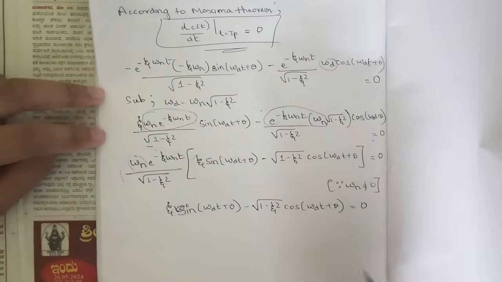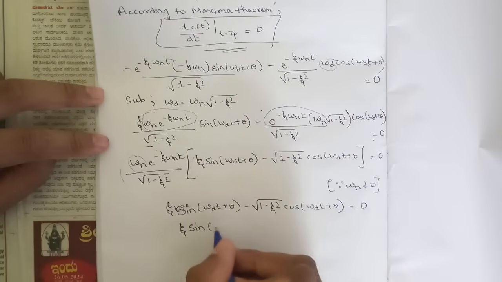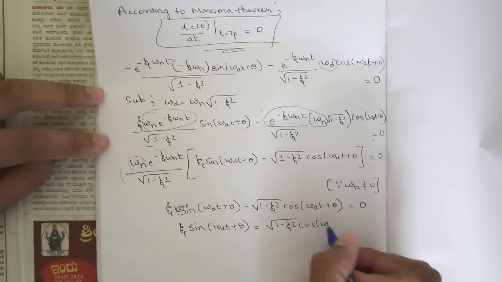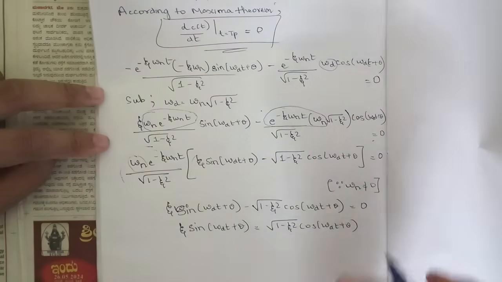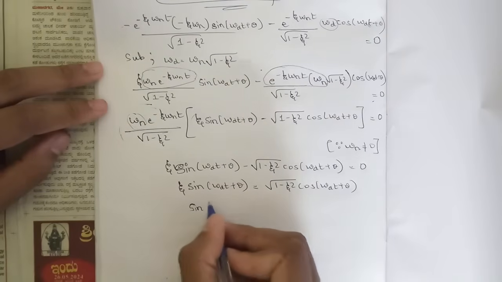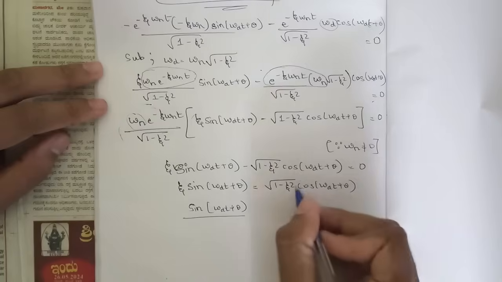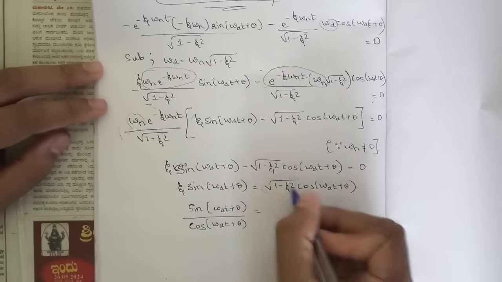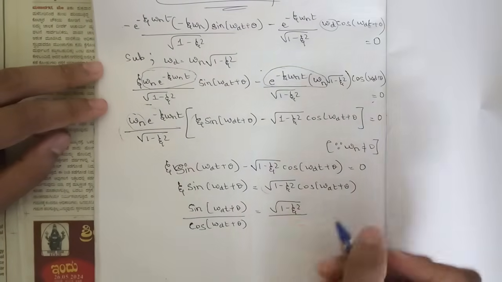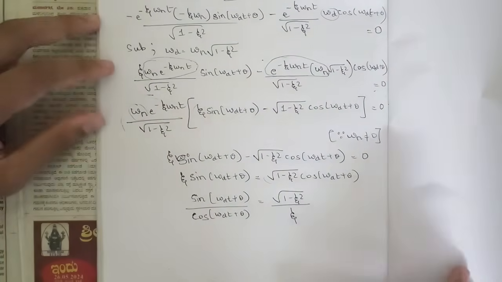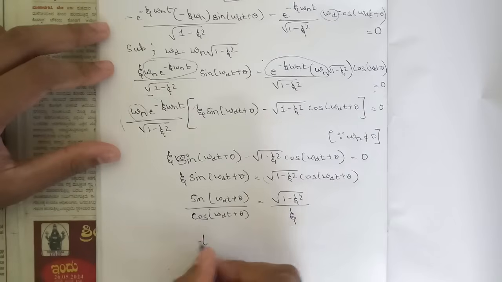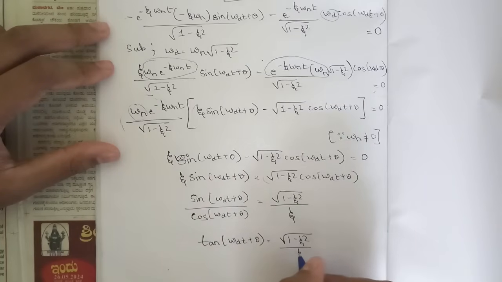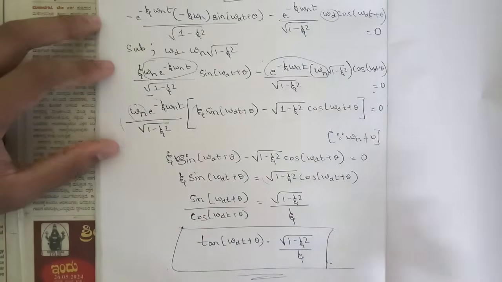Okay, so now we can simplify this, that is zeta sine omega dt plus theta is equal to square root of 1 minus zeta square cos omega dt plus theta. Okay, I have just taken this term to the other side. So now what we can do is we can write sine of omega dt plus theta divided by cos of omega dt plus theta is equal to, on this side we have square root of 1 minus zeta square, and this zeta I am bringing to the other side, so that is divided by zeta. Okay, so now sine by cos is tan, so tan of omega dt plus theta is equal to square root of 1 minus zeta square divided by zeta. Okay, so this is the relation which we are getting.